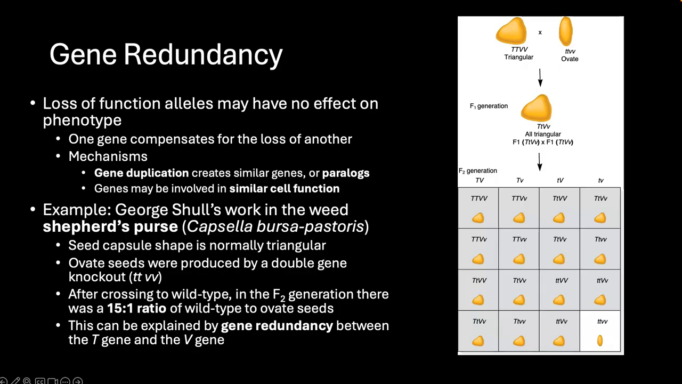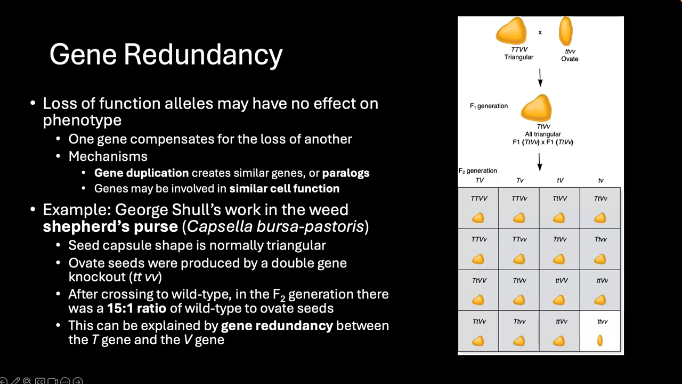A final variation in gene interactions for this video is gene redundancy. This happens when the loss of function in one gene does not affect the phenotype, but loss of function in both genes will affect the phenotype. As you might imagine, this arises from things like gene duplications, where these genes maintain very similar functions.